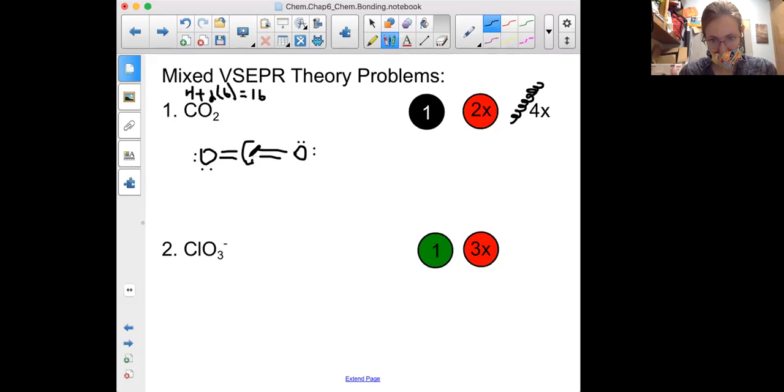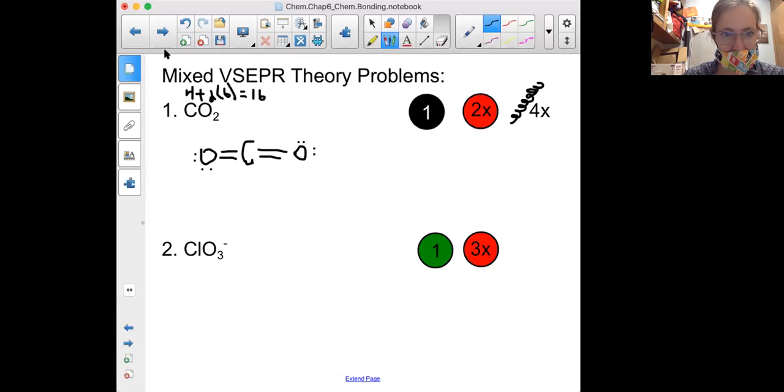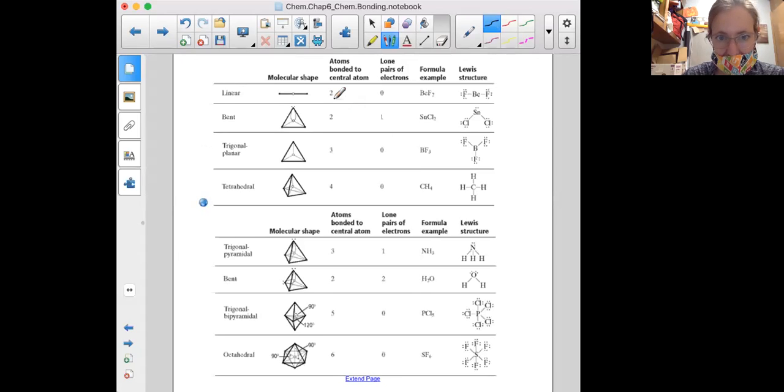Now, I could just construct it, okay, I know I'm supposed to have 2 double bonds, but go back to your table, okay? How many atoms are bonded to the central atom? All right, 1, 2. So it could be linear, bent, or bent.